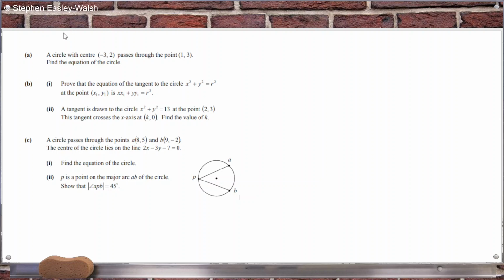Alright, let's have a look here. A circle with that center passes through that point. Find the equation of the circle. Well, first, let's get the distance here.